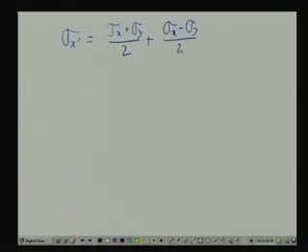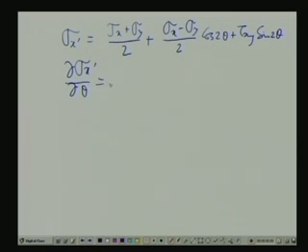Now, we have obtained that the normal stress on a plane, sigma x dash, which is at an angle of theta, is equal to (sigma x plus sigma y)/2 plus (sigma x minus sigma y)/2 cos 2 theta plus tau x y sin 2 theta. If we take the derivative of this normal stress with respect to theta, which is del sigma x dash by del theta, this is equal to minus twice (sigma x minus sigma y)/2 sin 2 theta plus twice tau x y cos 2 theta.